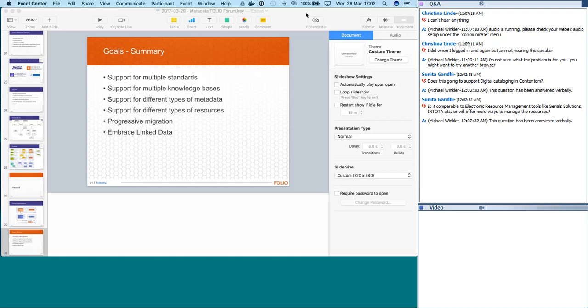I think this leads to the idea of unification, in the sense that Folio would like to be able to have sets of descriptive metadata that are available for electronic. And sorry, Vince, did you want to go? You might be better placed to answer this than I am.